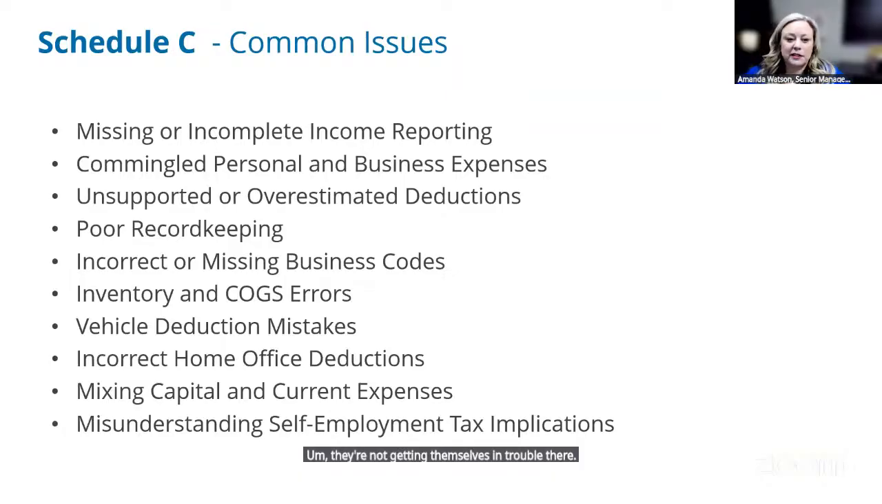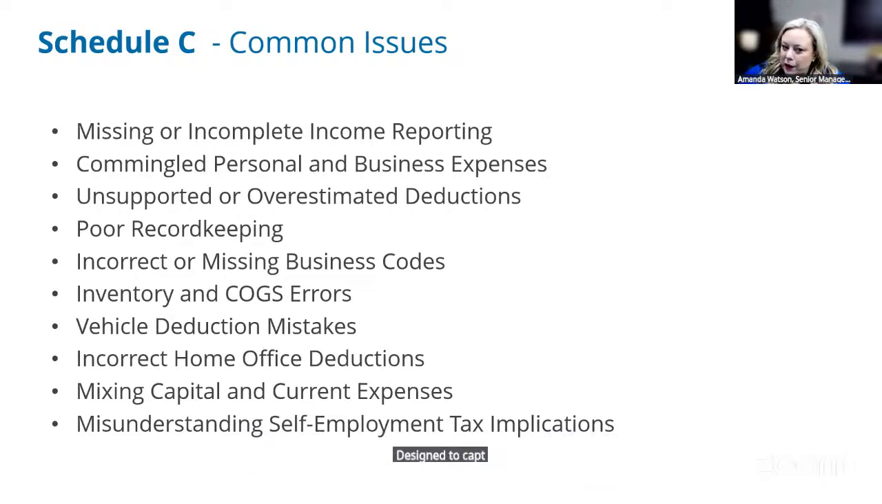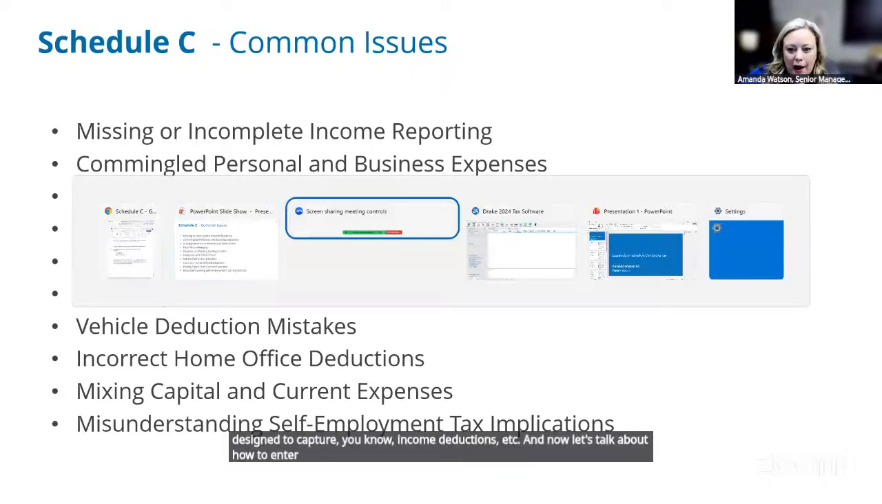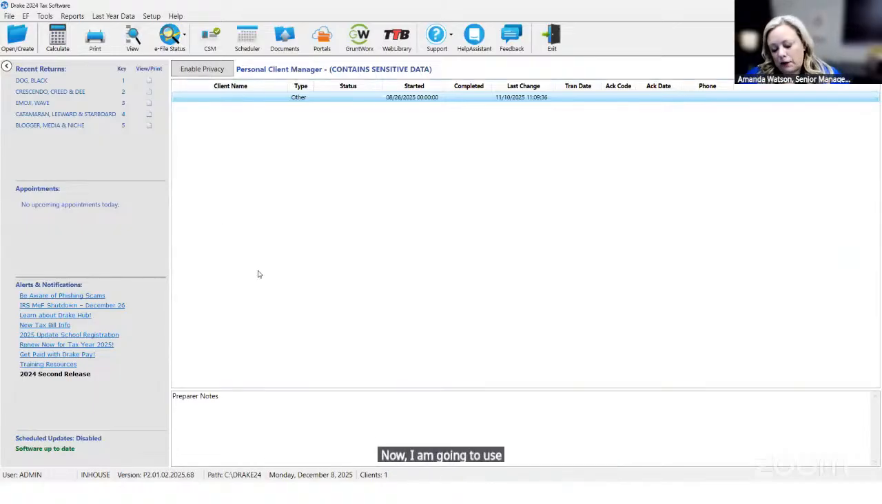So we've talked a little bit about how the Schedule C is organized and how each part's designed to capture income, deductions, etc. And now let's talk about how to enter it in Drake Tax. So I have Drake Tax open right here. Now I am going to use Drake Tax for tax year 24.